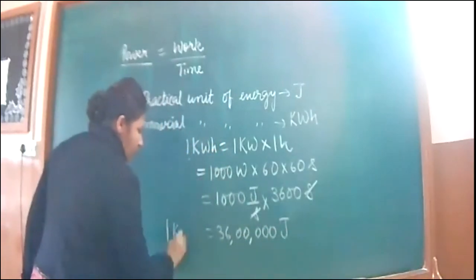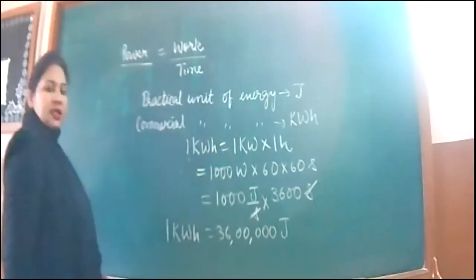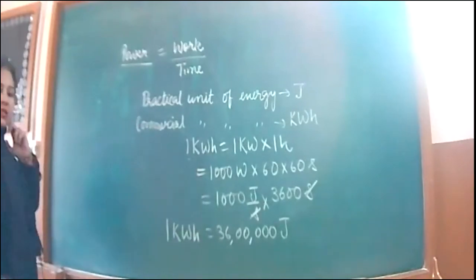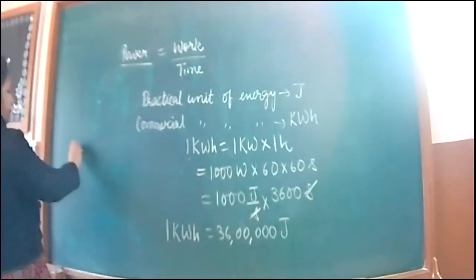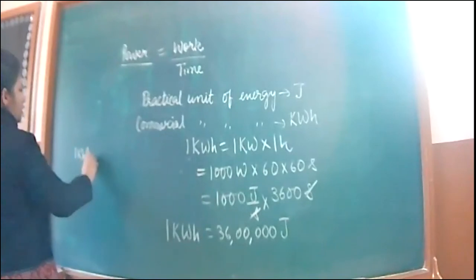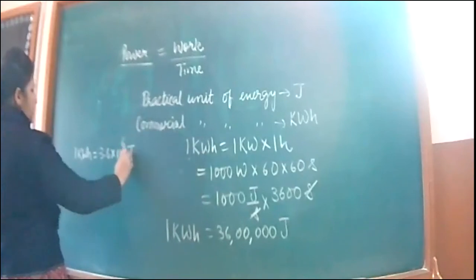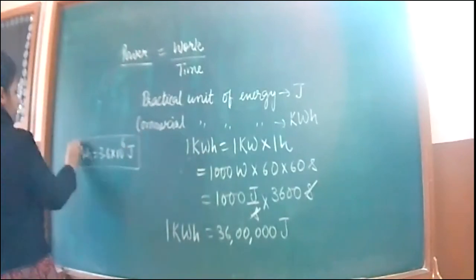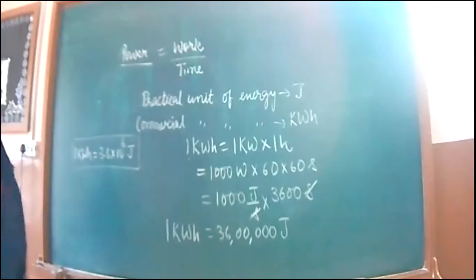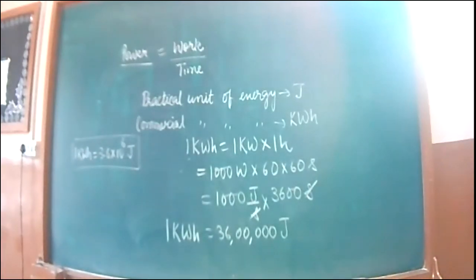So 1 kilowatt hour is 36 lakh joules, or if you express in scientific notation, 1 kilowatt hour is 3.6 into 10 raised to power 6 joule. This may be asked in the form of MCQ. This may be asked in the form of derivation, the small 2-3 step derivation also.